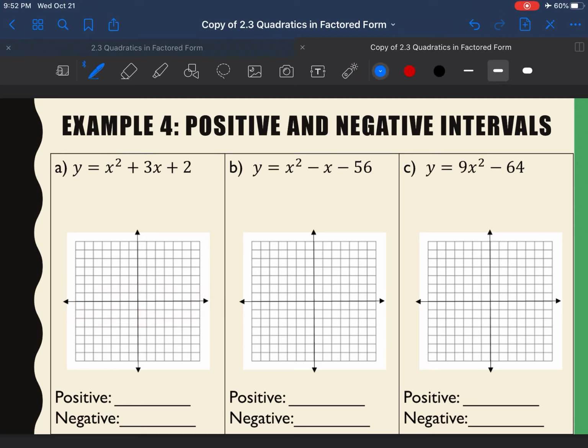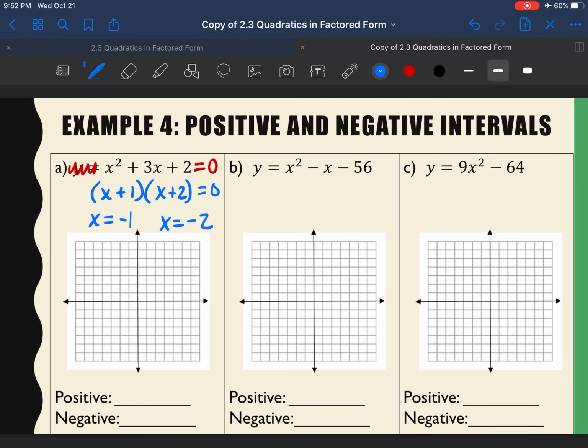So if I can find the x-intercepts, that will let me find the positive and negative intervals. And how do I find the x-intercepts? Well, that's just finding the zeros. So set it equal to 0, and you factor and solve. So this would factor into x plus 1 times x plus 2, and so you get the x-intercepts are -1 and -2.